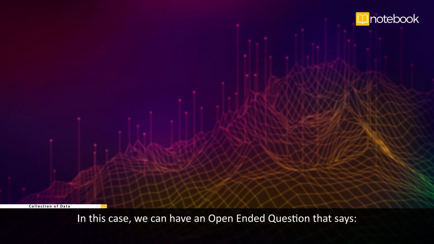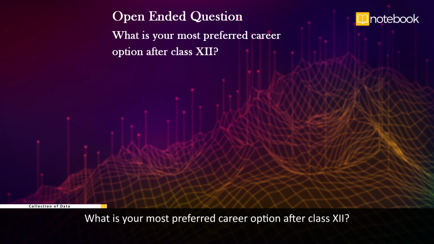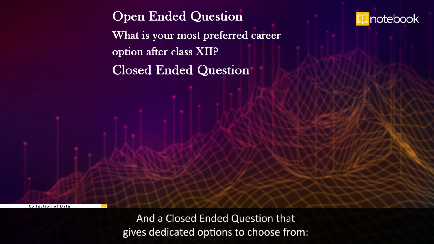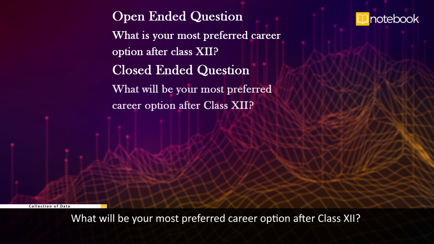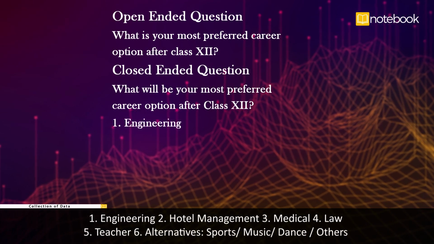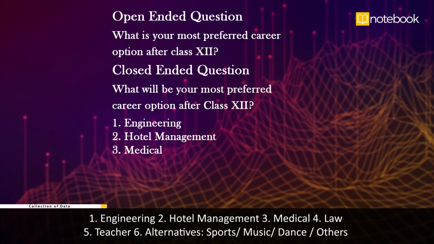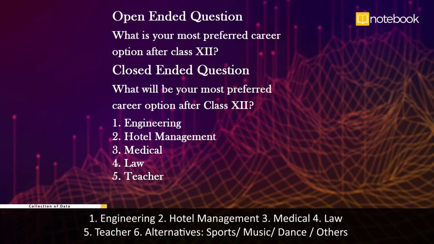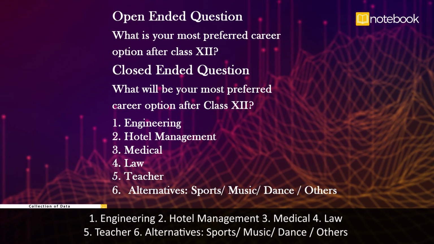In this case, we can have an open-ended question that says, what is your most preferred career option after class 12? And a close-ended question that gives dedicated options to choose from. What will be your most preferred career option after class 12th? 1. Engineering. 2. Hotel management. 3. Medical. 4. Law. 5. Teacher. 6. Alternatives: sport, music, dance, others.